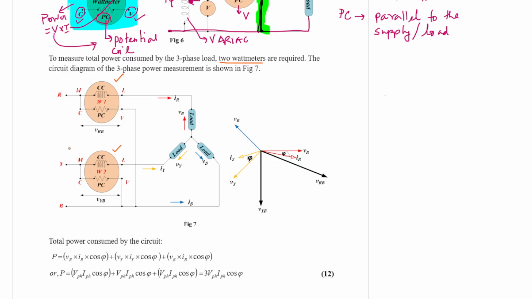So we have connected in this fashion. Now how we connected? We have connected current coil in series with the R phase. You see, this is R phase actually. So we have connected R phase in series with the current coil like this, and we have connected that current coil straight to the load. So this will be connected in series. So the current coil of wattmeter 1 is measuring the phase current IR.